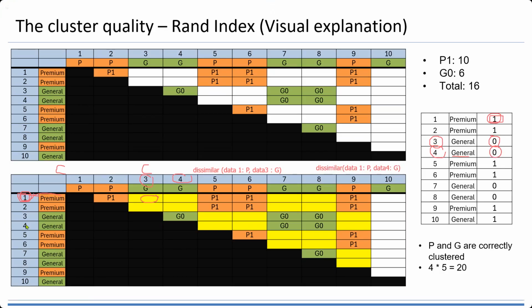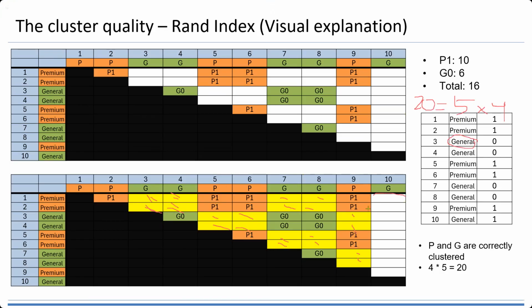Okay. So you can calculate the number of yellow. Here I put the yellow one. 1, 2, 3, 4, 5, 6, 7, 8, 9, 10, 11, 12, 13, 14, 15, 16, 17, 18, 19, 20. So there are 20. It means for the data in the premium, which is correct, we have 5, and for the general, which is correct, we have 4. Then we have 20 pairs that are correct but dissimilar.